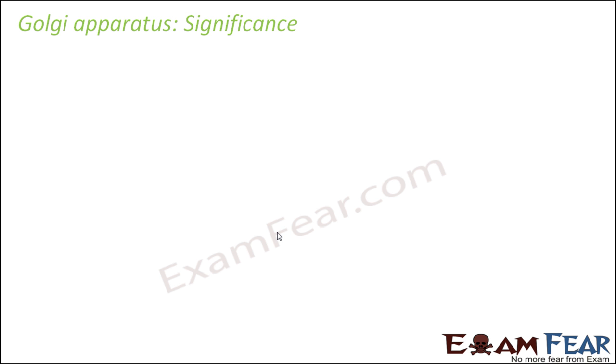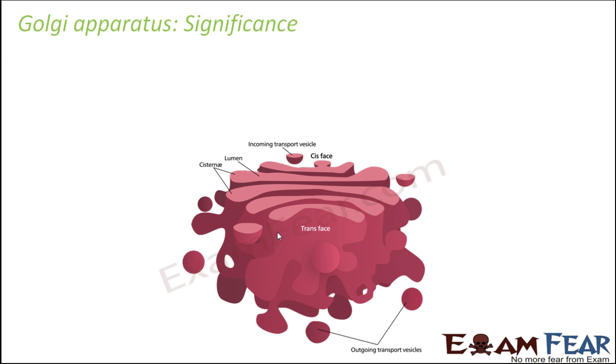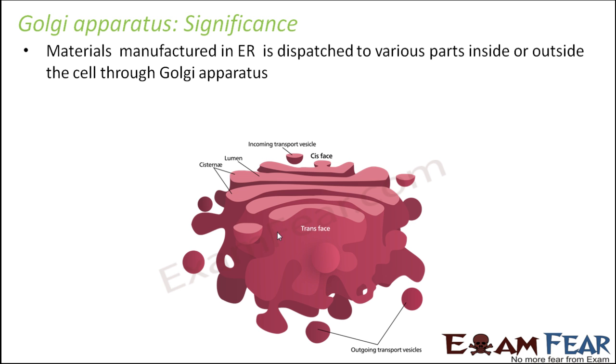Now what is their significance? What role do they play? These Golgi apparatus help in transport of material. The materials which are manufactured in endoplasmic reticulum are dispatched to various parts inside or outside the cell through Golgi apparatus.